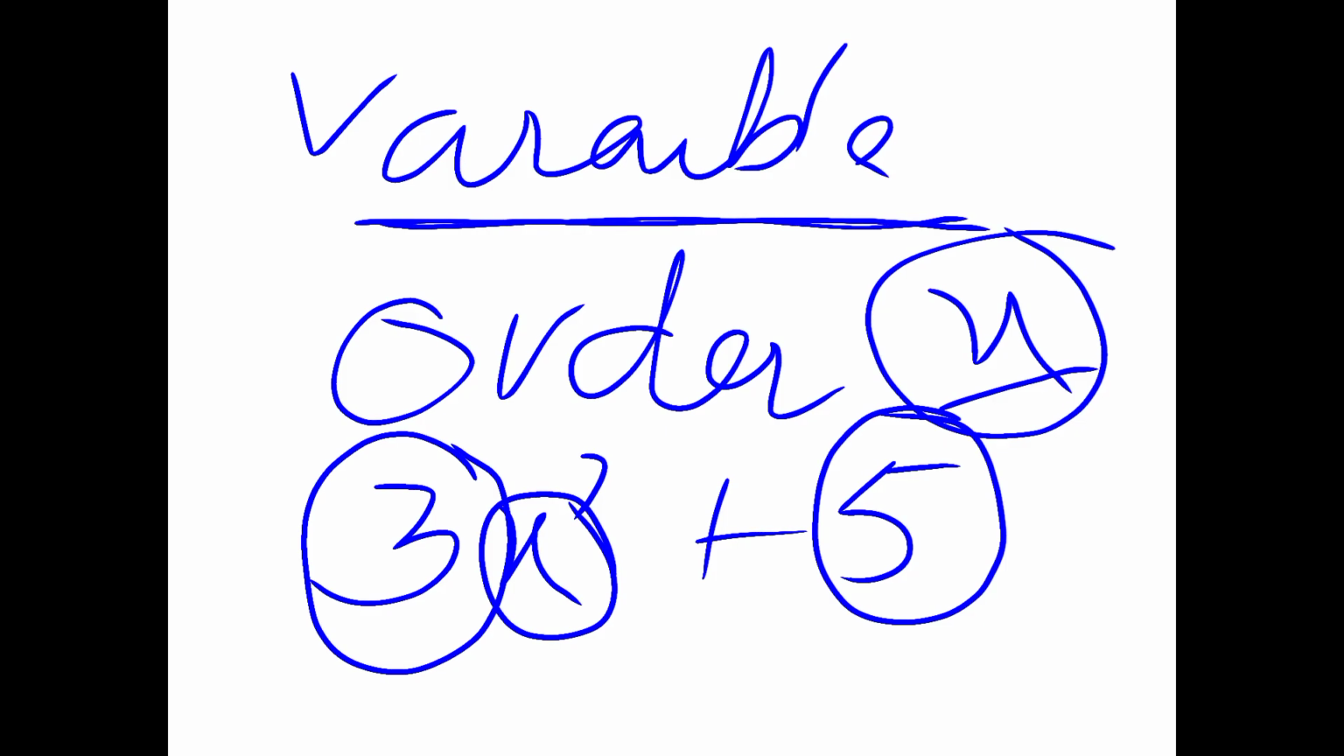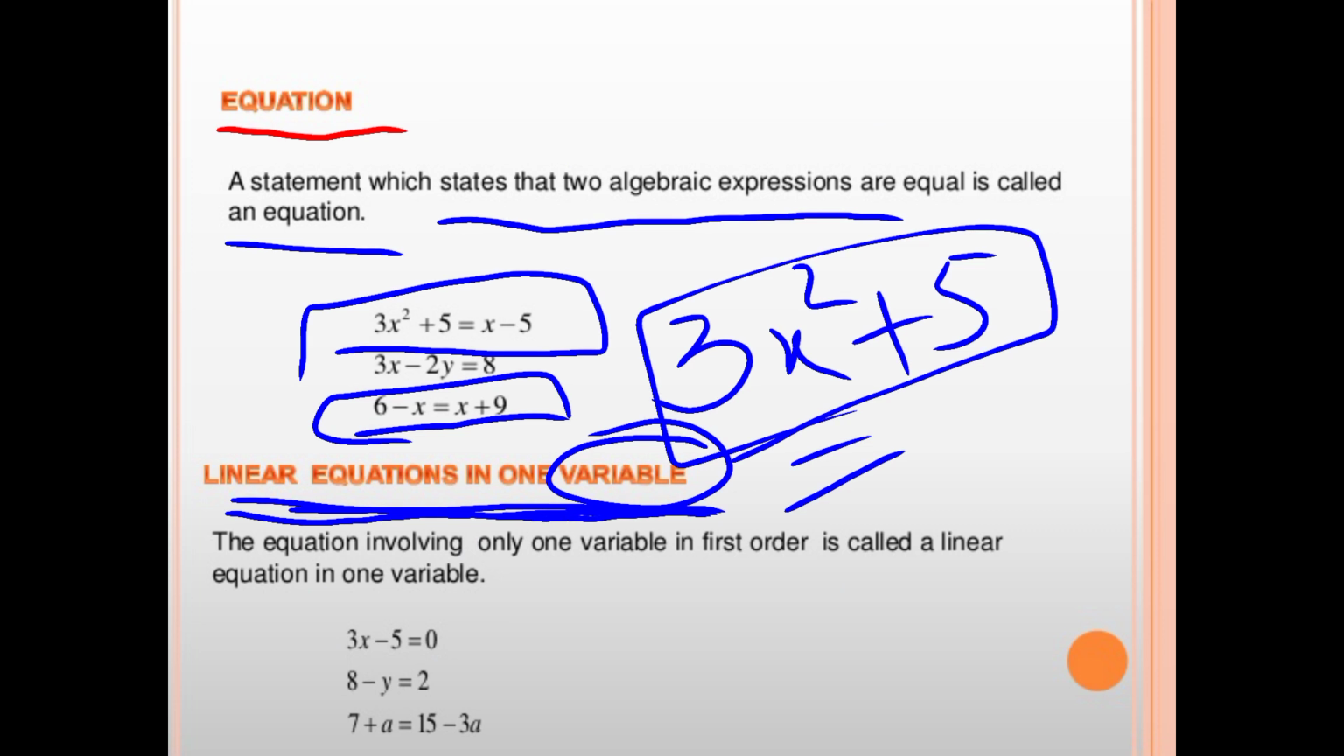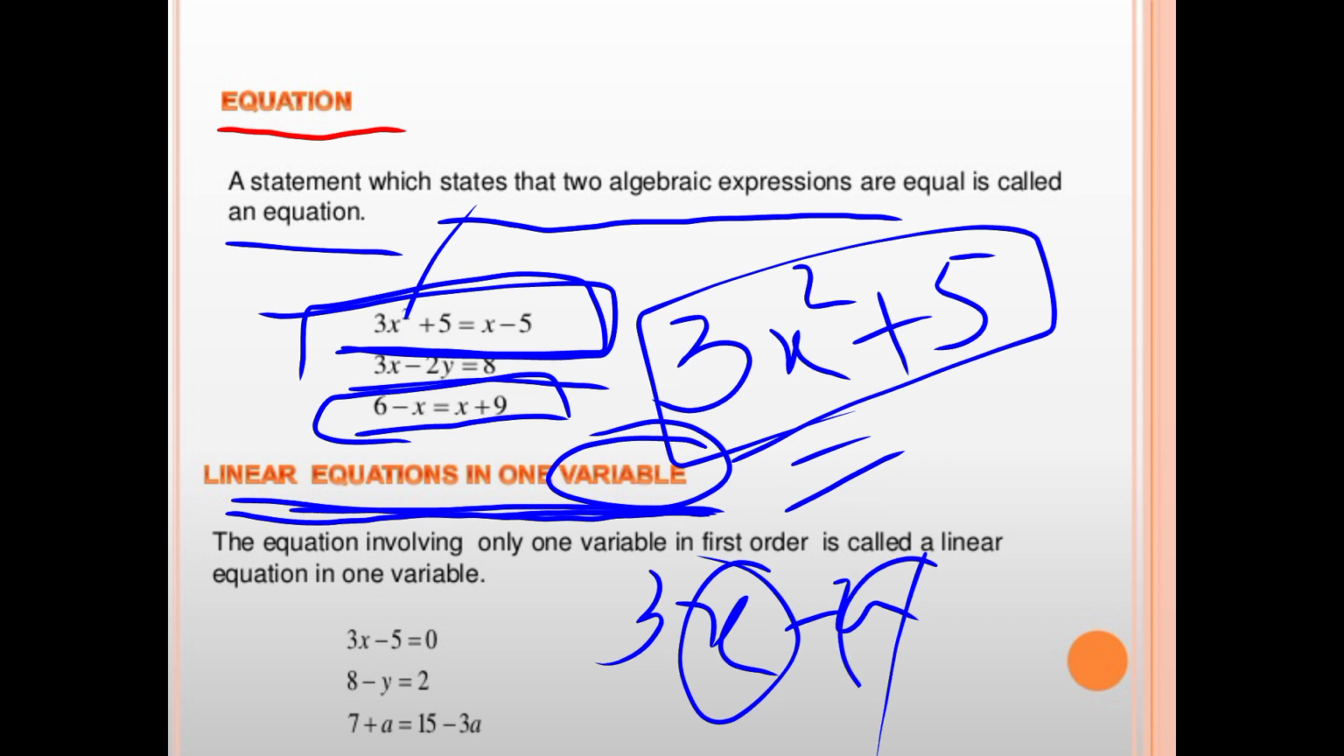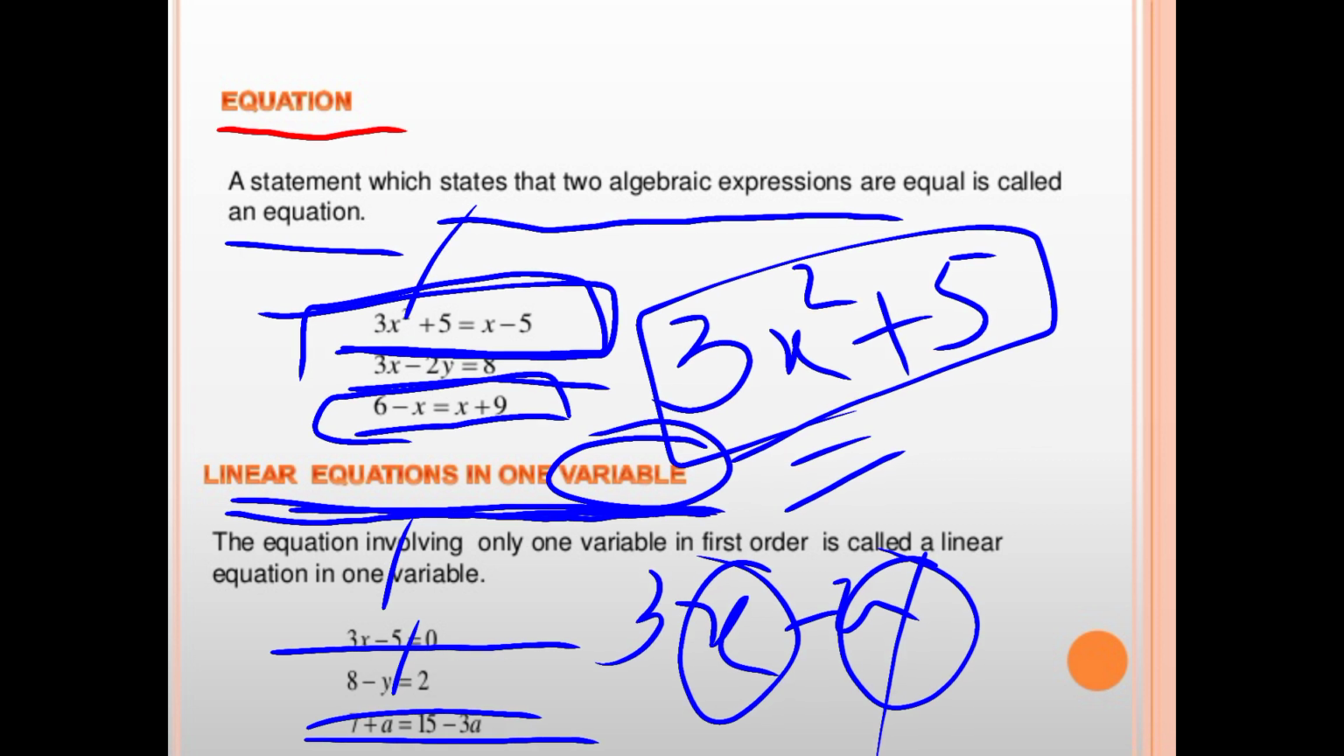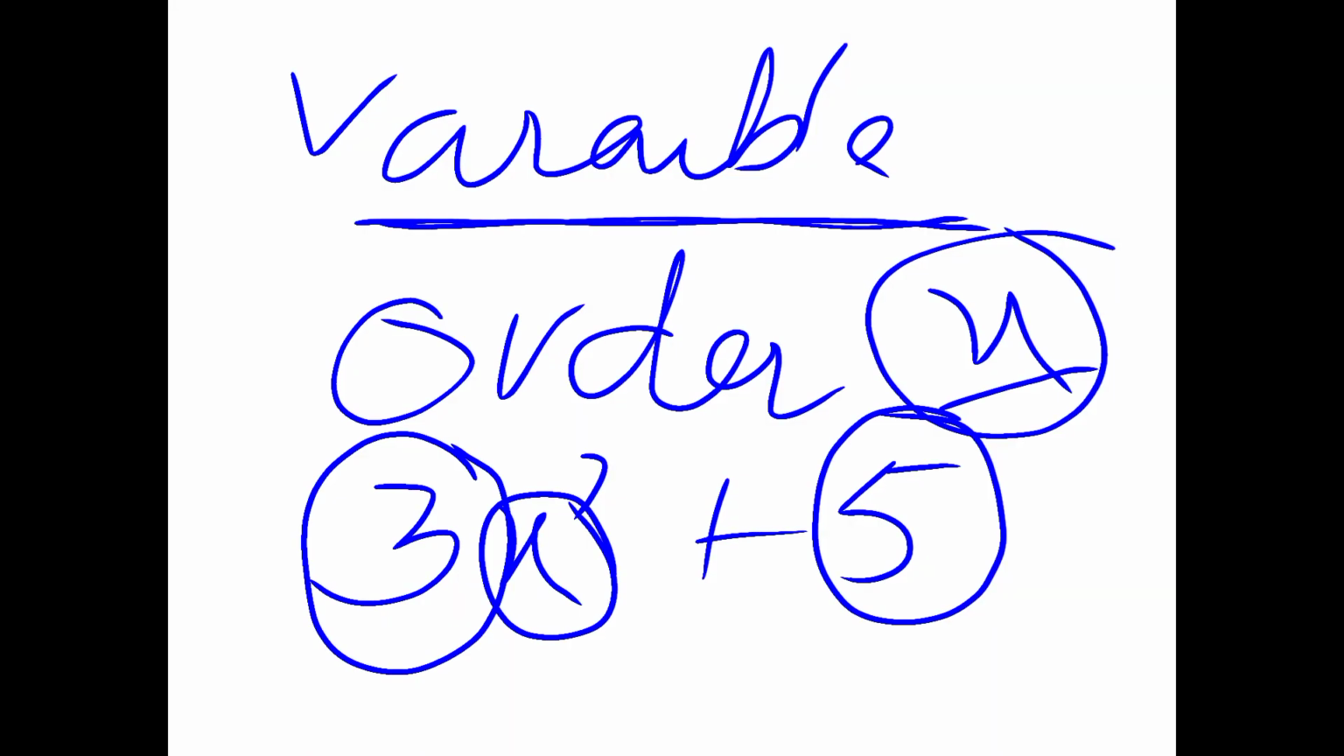So now you can identify the variables in these equations. X is a variable here, right? In this equation, it is x and y, 3x minus 2y. Here the two variables are the x variable and the y variable. Now in this equation the variable is x, in this equation the variable is y, and in this equation the variable is a, right? Okay, so that is variable for you. Now you know what a variable is.